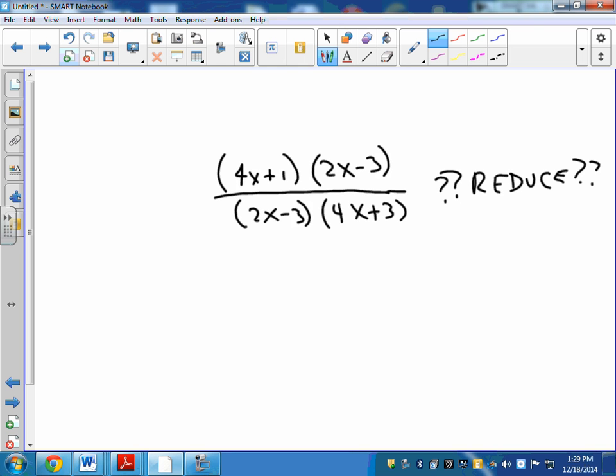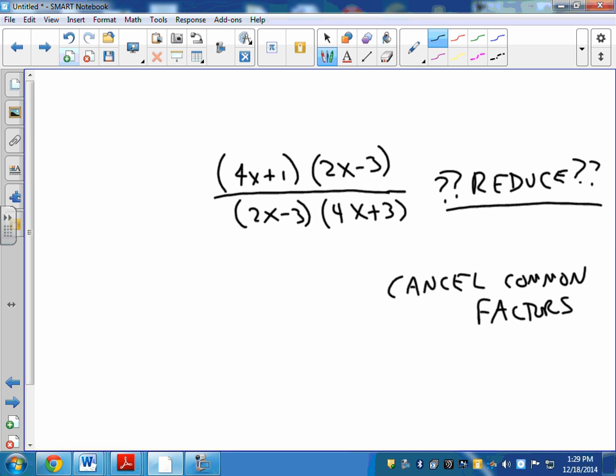Okay, how do you reduce these things? So make sure you cancel common factors. That's what you have to do. That's why we learn factoring, is to be able to reduce that. Make sure you reduce it all the way to the end.